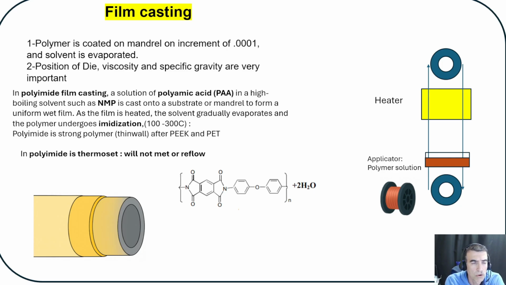The popularity of polyimide is because it's a very, very strong polymer. It is, after PEEK and PET, a polymer that is very strong. And because it has a very good strength or a high modulus, it can actually be produced in a very thin film. So with 1 tau of polyimide, you can get a very good strength that would be enough to make your catheter potentially. One more important thing about polyimide is that it is a thermoset, so it will not melt or reflow if you want to do other processes on it.